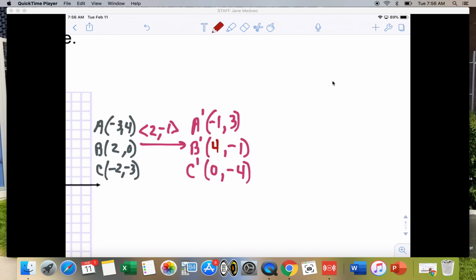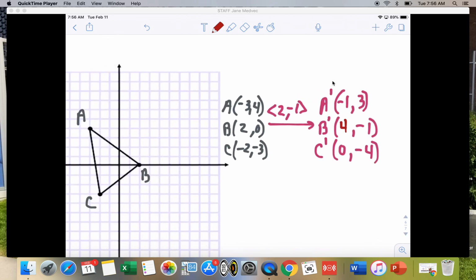Okay, so I've got my new shape now, and I'm going to go ahead and graph it. So I've got -1, 3, which is right here, and this is A prime, and then I've got B, which is 4, -1, which is my B prime, and then my C is 0, -4, C prime, and then I'm going to go ahead and connect my points. And you're going to notice my shape didn't change at all. All it did was move.